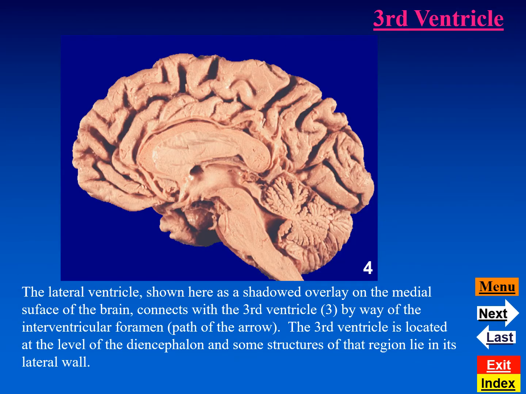The third ventricle is found within the diencephalon, at the level of the diencephalon, and it has its choroid plexus located in the roof. But it also is receiving the cerebrospinal fluid from the lateral ventricle by way of the interventricular foramen.